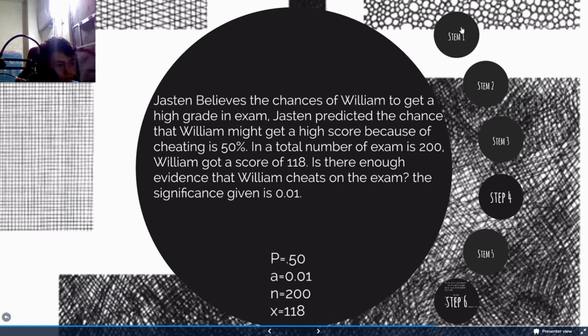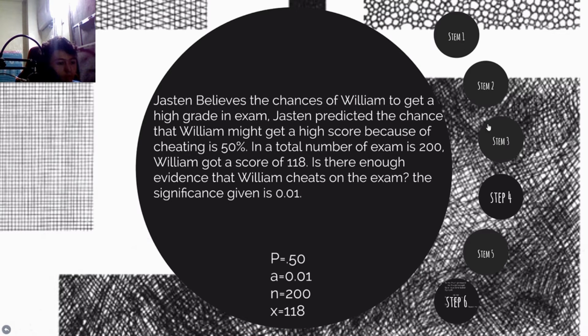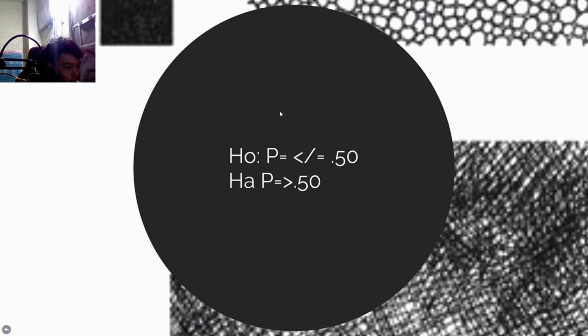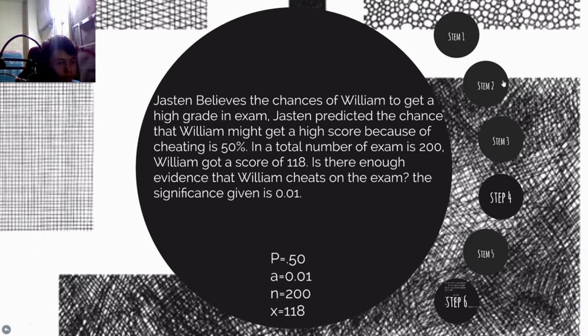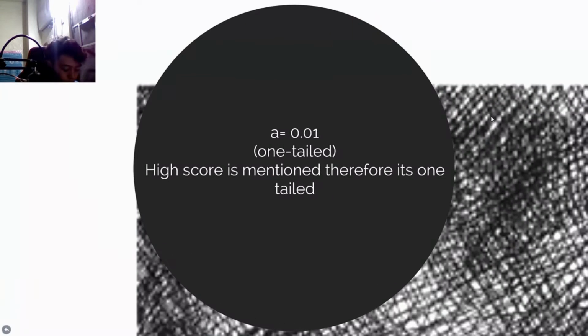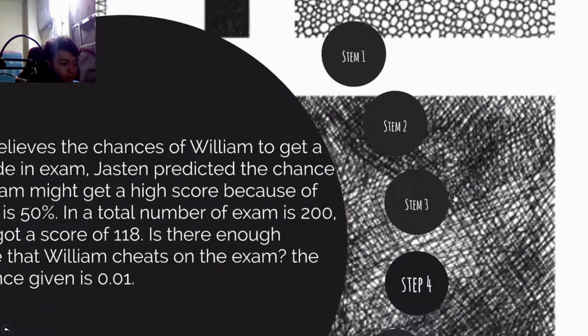So here's the given, and sorry for the typo. It is step 1. The H0 is p is less than or equal to 0.50, and our HA is p is greater than 0.50. Now step 1 is stating the hypothesis. Step 2 is to state alpha, and our alpha is 0.01, and it is one-tailed because a high score is mentioned. And in step 3, we're going to get the critical value.